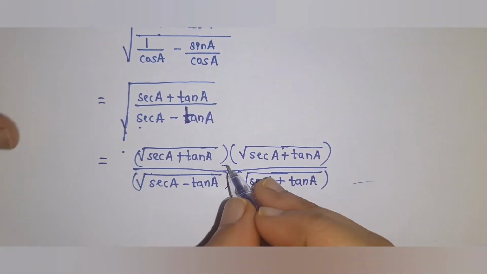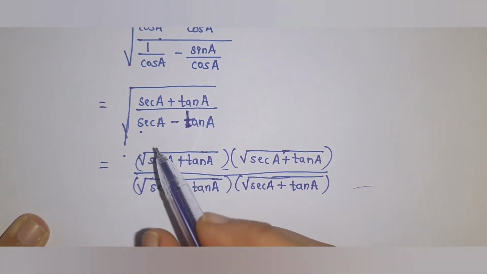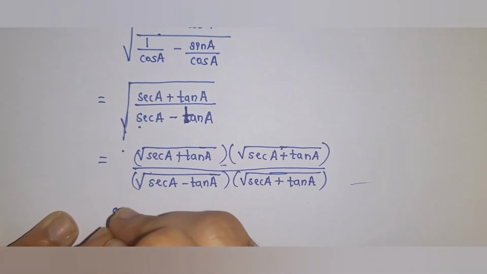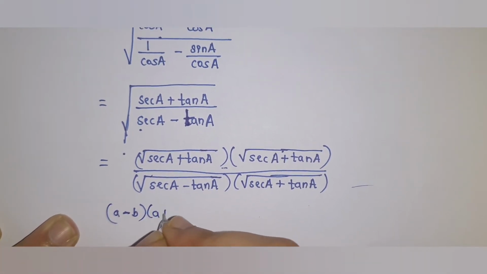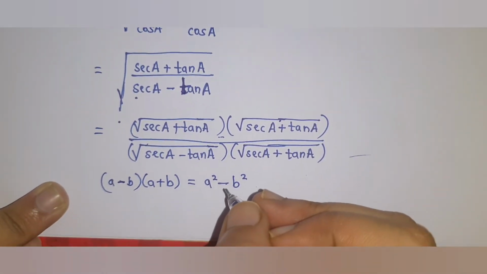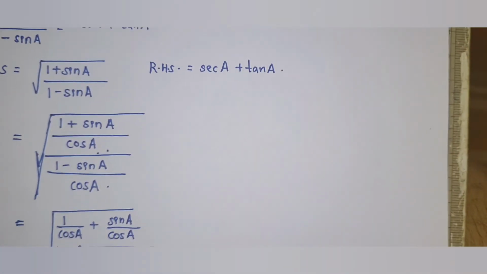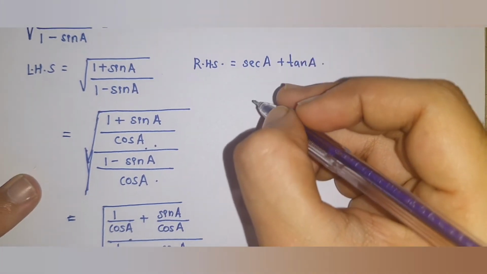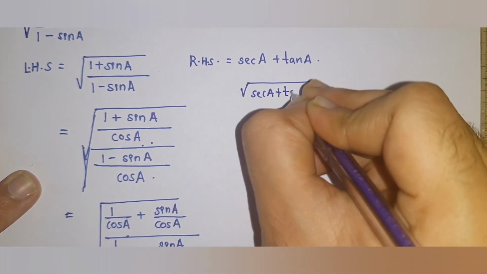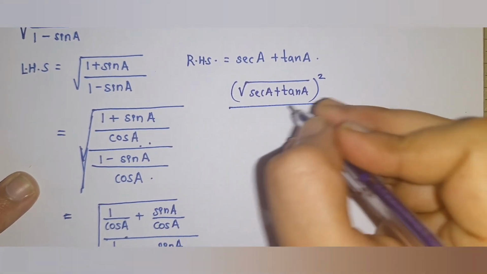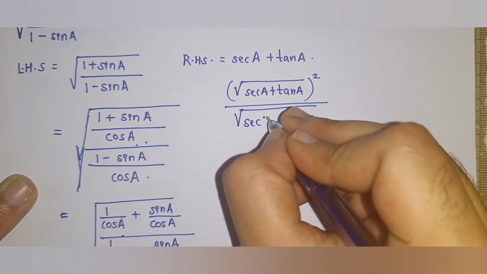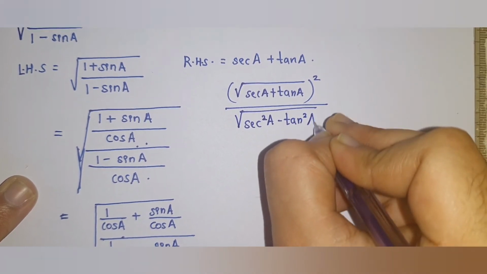Now in the numerator the terms are similar, so we can square it. So by squaring, this square root will get cancelled. But for the denominator, here we have A minus B into A plus B, that is equal to A square minus B square. So finally we'll be getting root of (sec A plus tan A) whole square in numerator divided by root of sec square A minus tan square A.